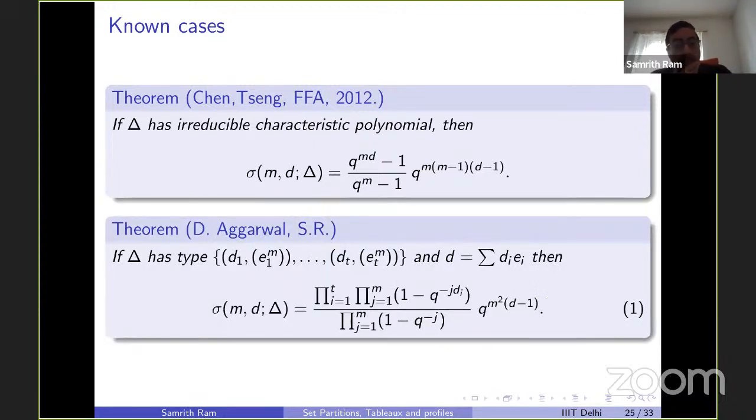And this is another recent theorem. This is joint work with my PhD student Divya. If delta has type, so recall that the type is given by tuples, the degrees of the polynomials and the partitions, this is the case where the partitions are all rectangular, so m parts all equal. If we set D to be the sum of d_i e_i, which would simply be the degree of the minimal polynomial corresponding to this type delta, then one can give a precise expression for the number of m-dimensional delta splitting subspaces again.